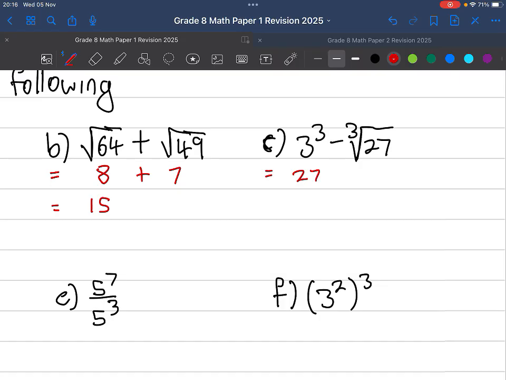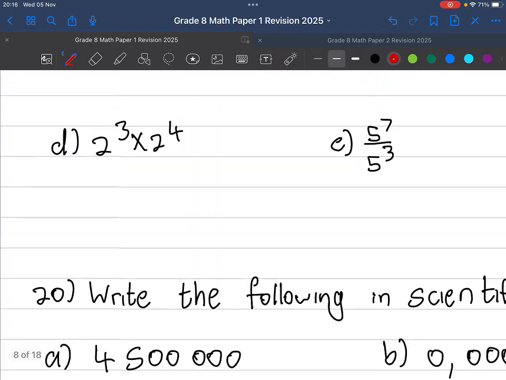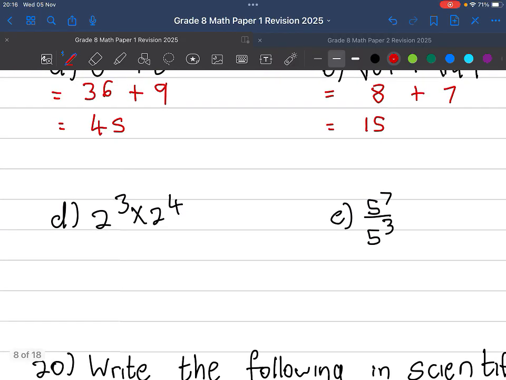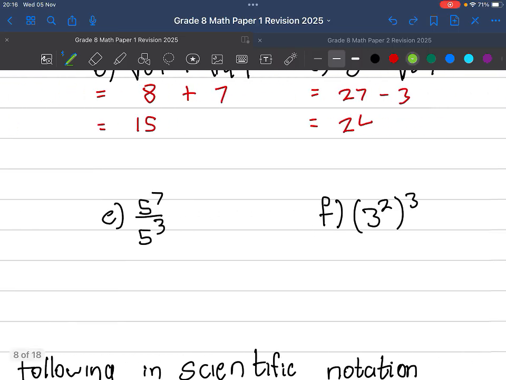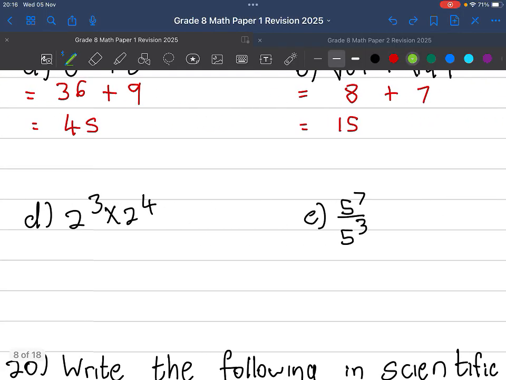Minus the cube root of 27, obviously 3. 27 minus 3 is going to be 24. Next one, now we have the laws of exponents. When the bases are the same and you're multiplying two numbers with exponents, all you have to do is add the exponents. So we have a 2 and a 2 with exponents. We're going to go ahead and add them. So it's equal to 2 to the power 3 plus 4, which is 2 to the power 7.